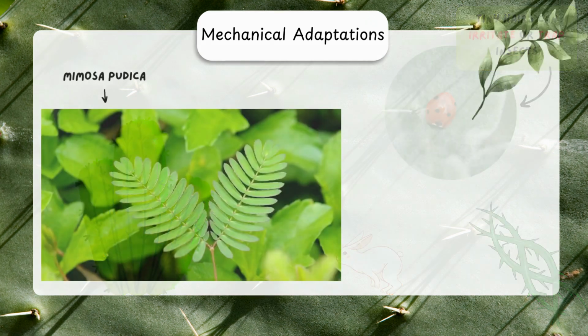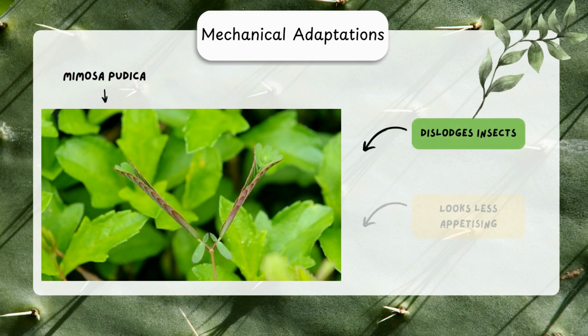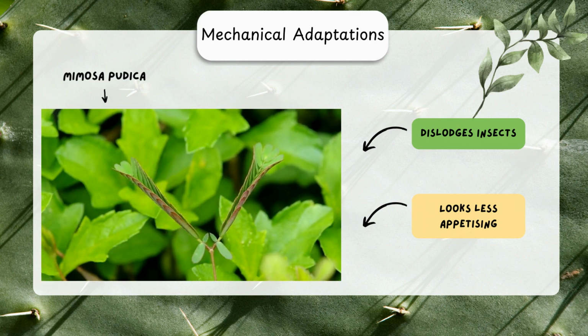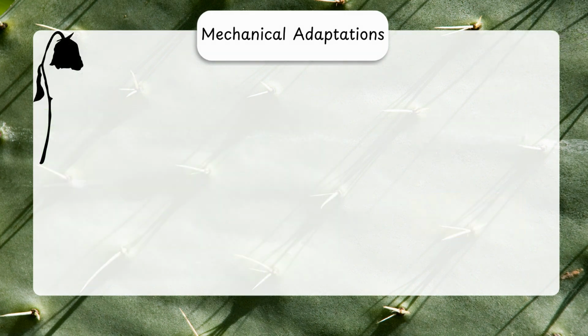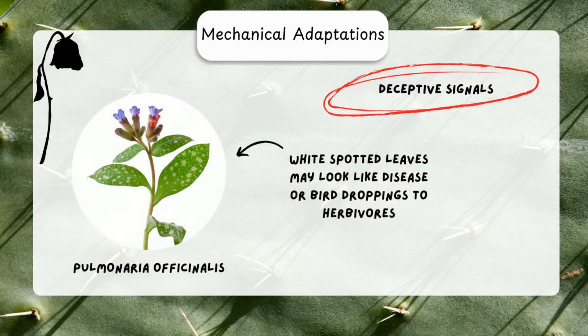Some plants have leaves that can droop or curl when they are touched. This movement can dislodge insects or present a less appetizing target to herbivores. For example, this mimosa plant rapidly folds its leaves when touched. Some plants can visually mimic other organisms or present deceptive signals in order to trick herbivores. For instance, certain plants may mimic the appearance of dead or diseased plants, thus convincing herbivores that they are not a good food source.